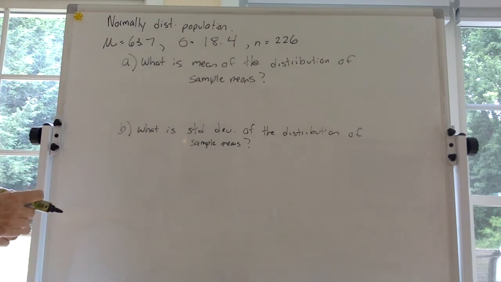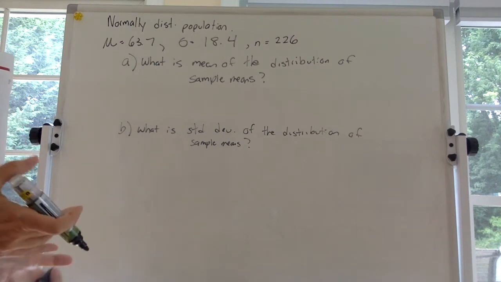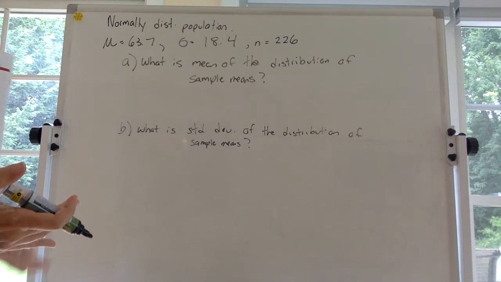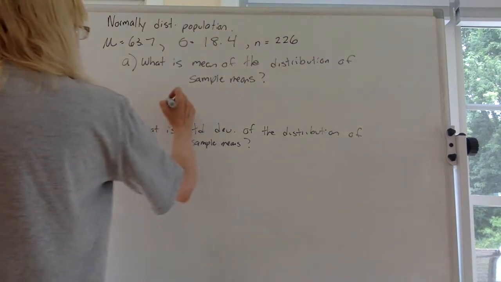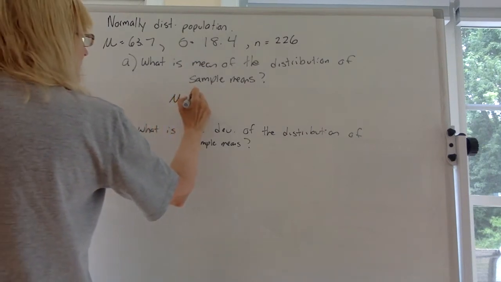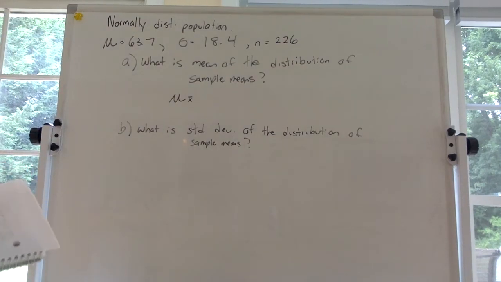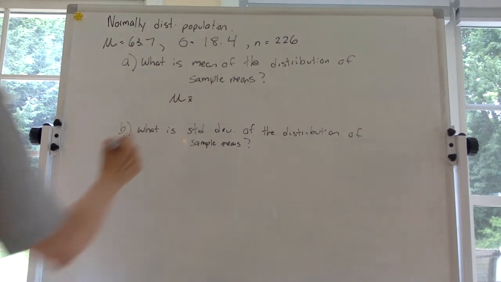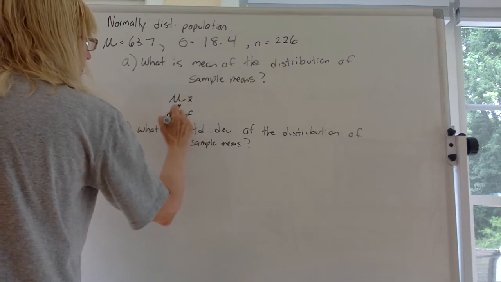So the first question is, what is the mean of the distribution of sample means? I like to think of it as, what is the mean of the samples, right? The way we denote that is we use the same symbol for mean, but then there's a subscript with an x bar. Because remember, x bar is another way to denote the mean of a sample. So this is the mean of samples.